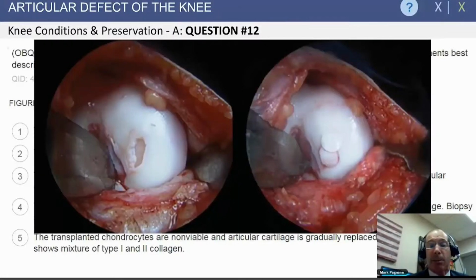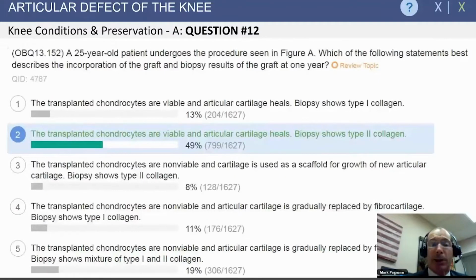And you can see here the patient had an autograft OATS procedure or mosaicplasty, so it's the patient's own bone and overlying cartilage that's been transplanted, and so that impacts what you're going to expect for the healing. You're going to expect fairly rapid and reliable healing. The chondrocytes are going to be viable because they were live cartilage and bone that you transplanted from one part of the knee. The biopsy is going to show typical type 2 collagen that you'd expect with articular cartilage.